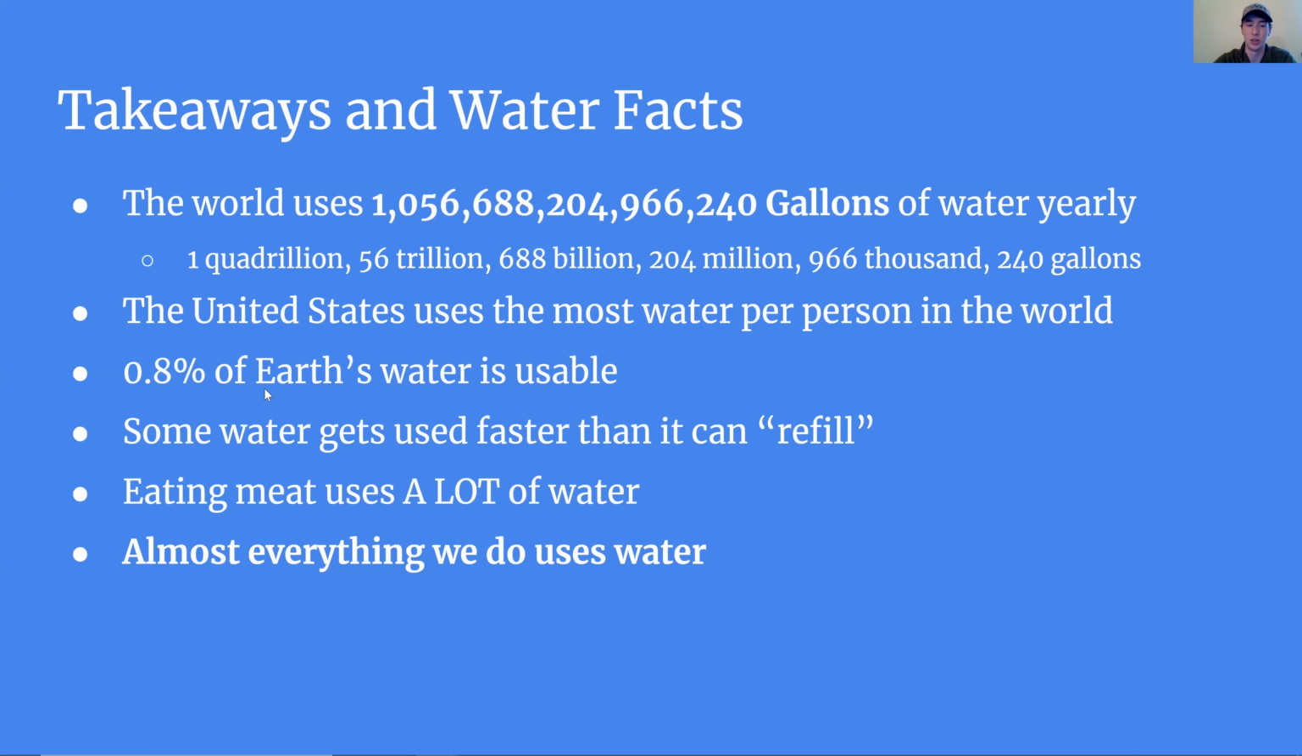Approximately 0.8% of Earth's water is usable. So that's like those graphs that we saw earlier. Only 0.8 of the total water in the whole world we can use for making food and drinking and stuff like that. Some water, groundwater, can get used faster than it can refill. And that's when you run into the issue of running out of water. Eating meat uses a lot of water, like we saw earlier, and almost everything we do uses water.